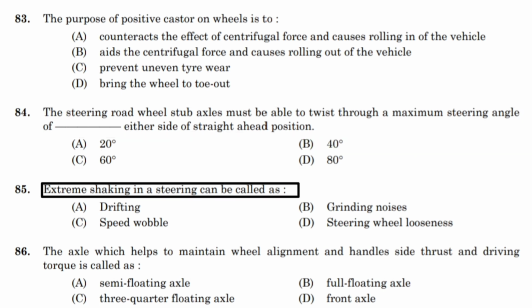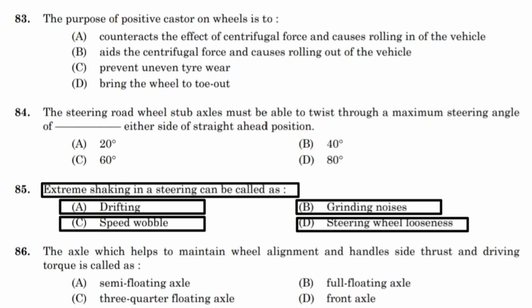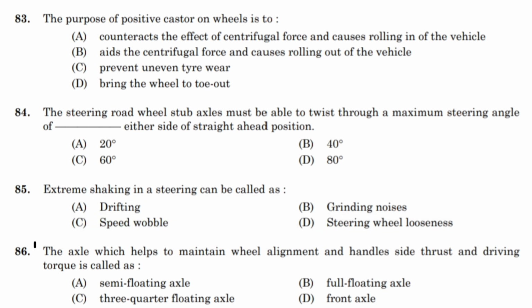85. Extreme shaking in a steering can be called as A. Drifting, B. Grinding noises, C. Speed wobble, D. Steering wheel looseness. Answer C. Speed wobble.